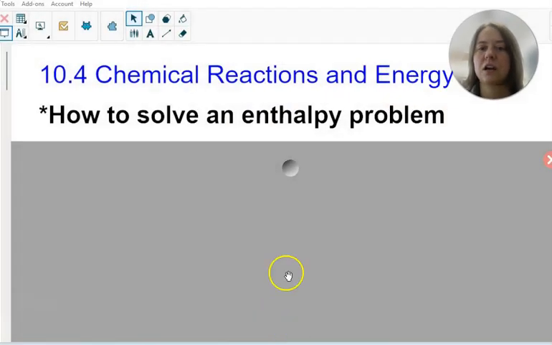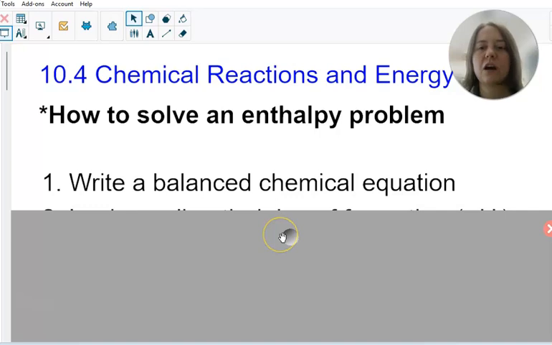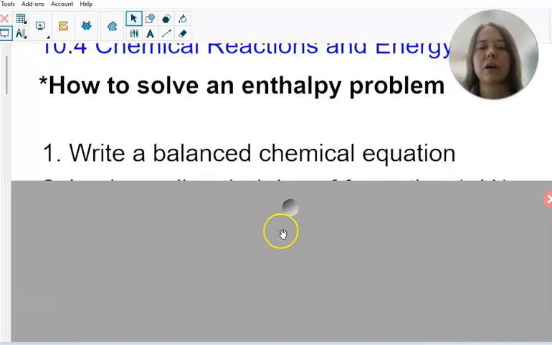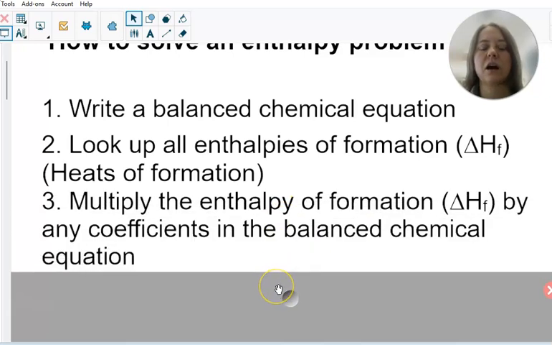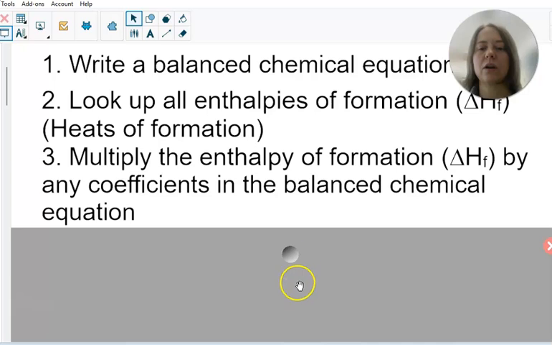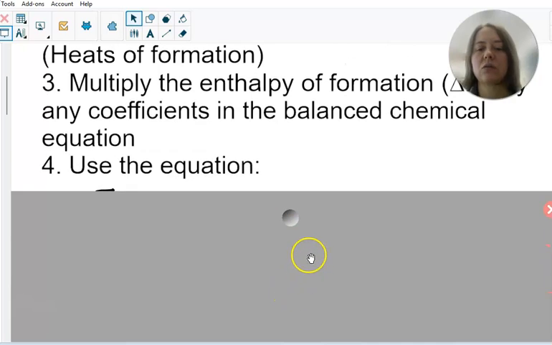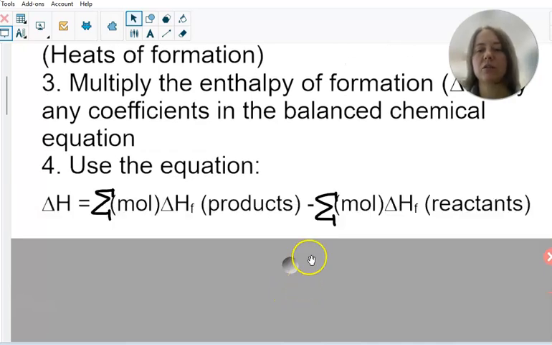And today we are working on enthalpy problems. So just a quick review. When we're solving an enthalpy problem, we write a balanced chemical equation. We look up all the enthalpies of formation. We multiply the enthalpies of formation by the number of moles, by the coefficients in the balanced chemical equation. We write the equation and sub in our numbers.